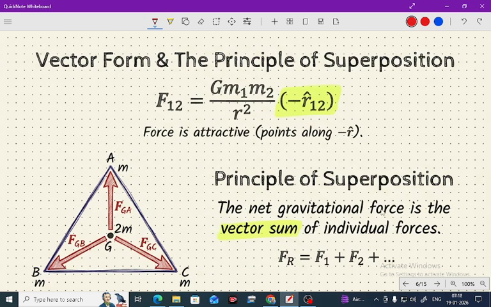The net gravitational force is the vector sum of individual forces. F(r) equals F1 plus F2 plus so on. You see here, this is M, this is M, this is M. By the principle of superposition, the net gravitational force is the vector sum of individual forces.